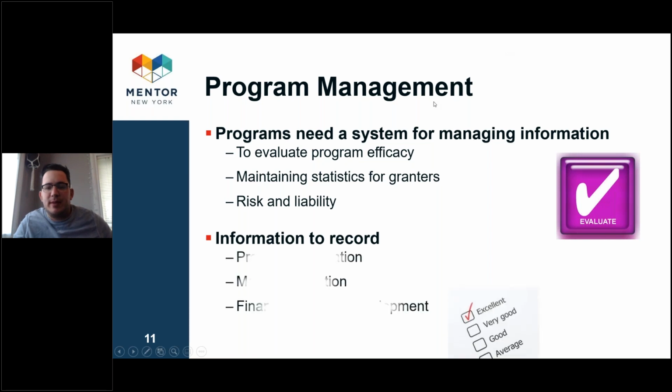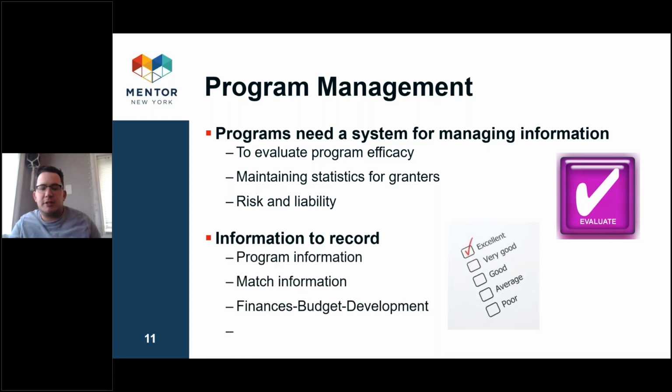A few ideas of some information you want to make sure is recorded. The first is program information. If you were to disappear off the face of the earth tomorrow, could someone come in, find your program information and start running it? That's how much detail you want to have in there. Someone can pick it up and say, oh, okay, I can get this program running again. So how are you recruiting people? How often are they meeting? All of those different pieces that someone needs to know to run your program.